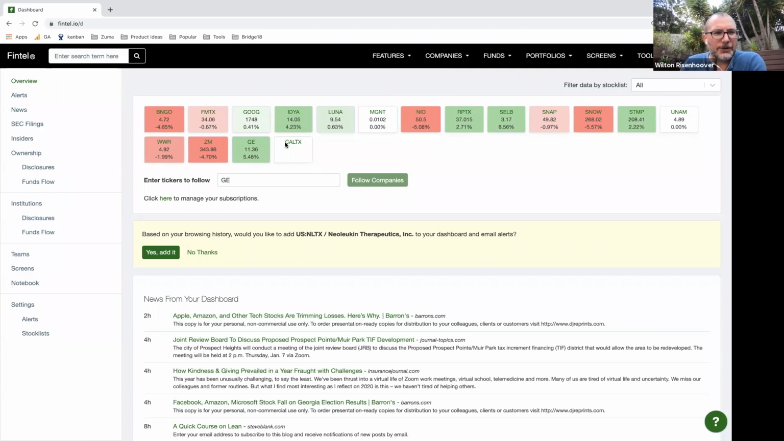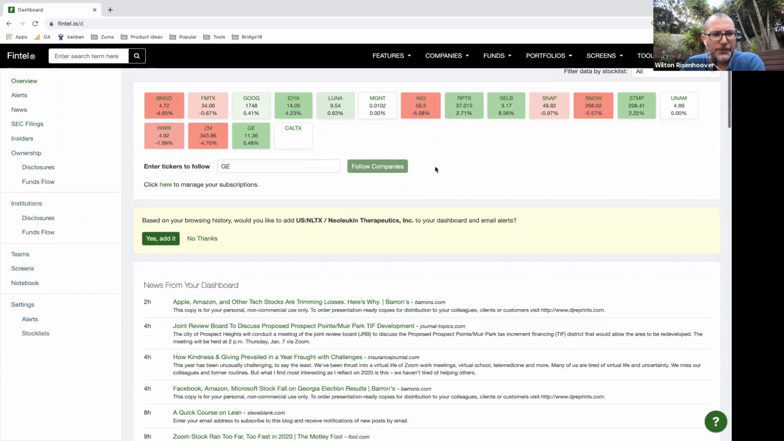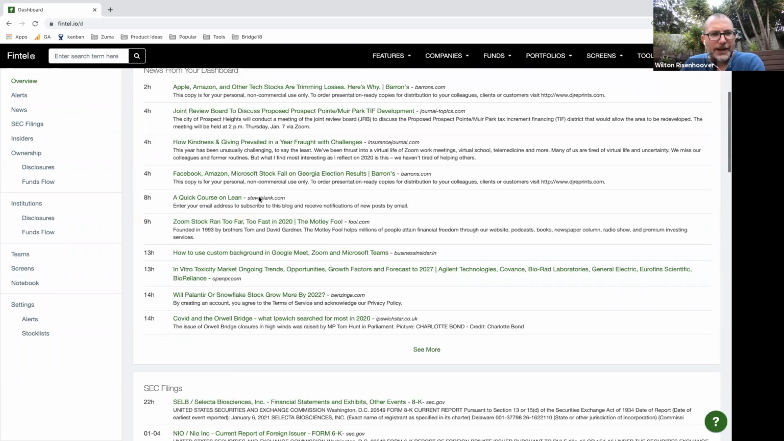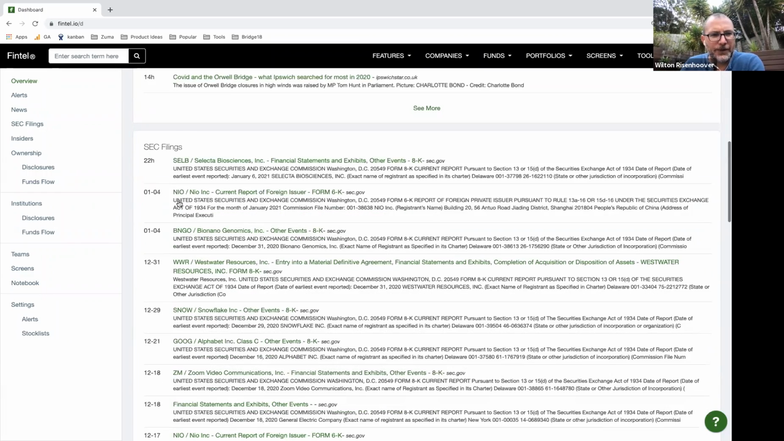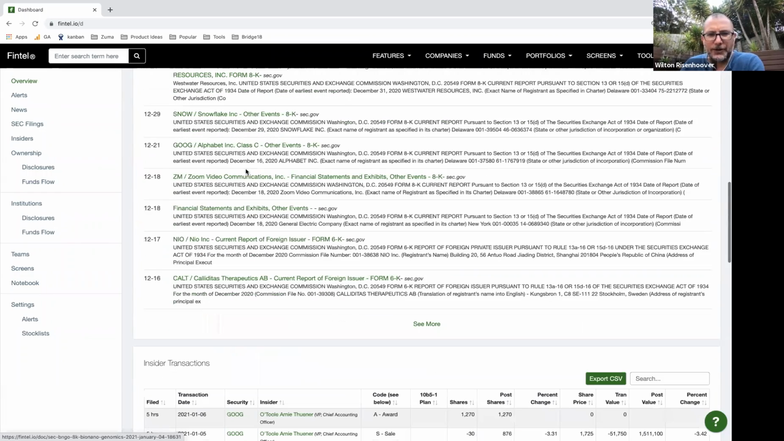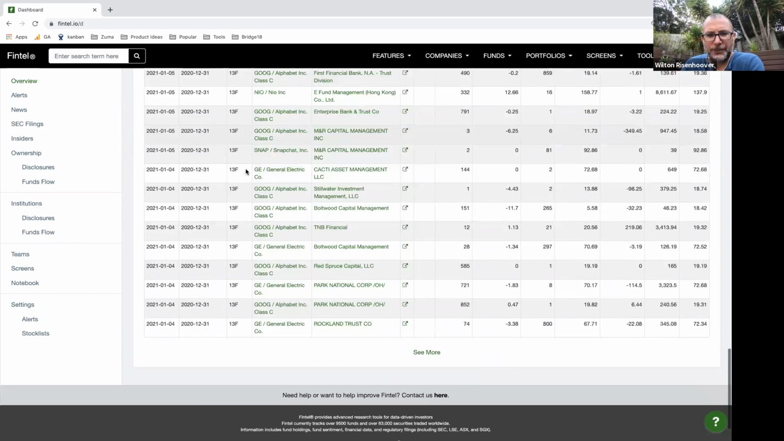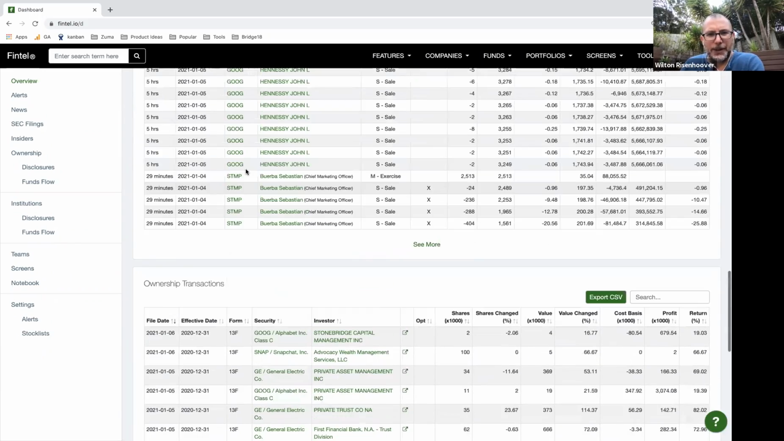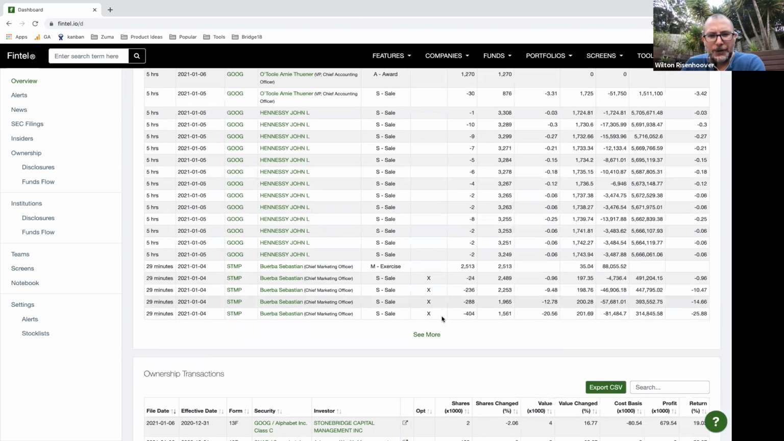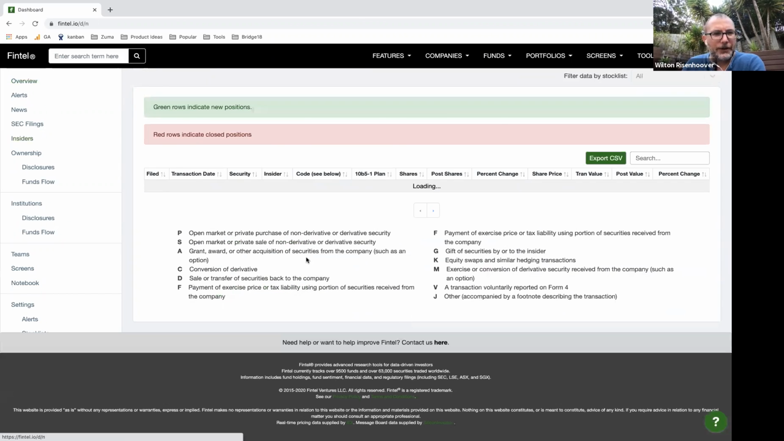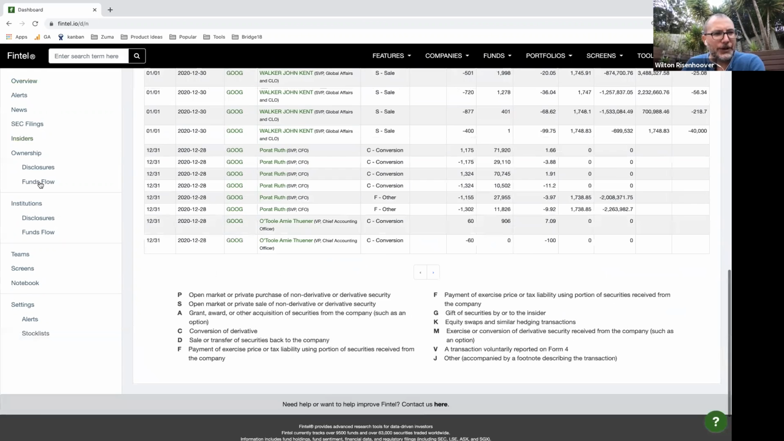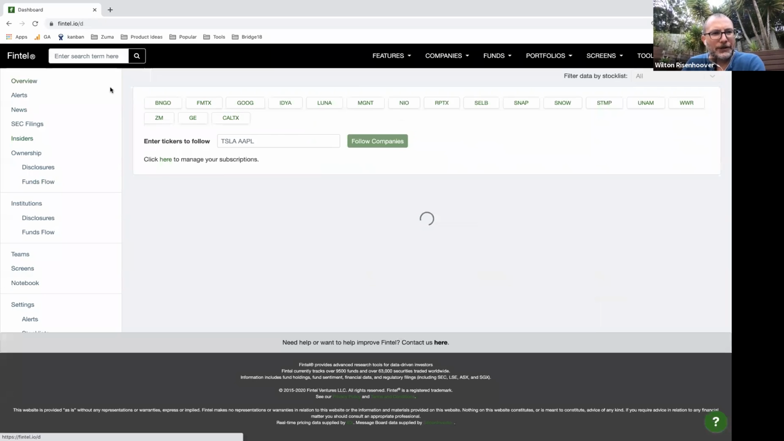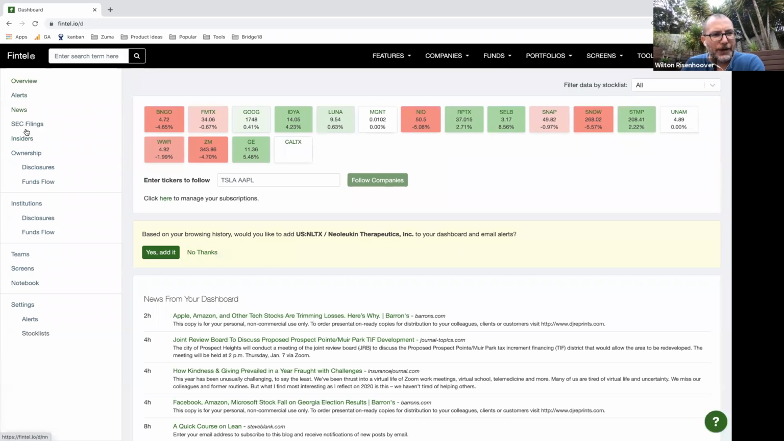But basically, this is your dashboard, and it allows you to kind of follow a bunch of companies and follow interesting stuff about your companies in a fairly easy manner. So we've got news here, we've got SEC filings here, we've got insider transactions down here, and then at the very bottom we have ownership transactions. Each of these is just kind of like a little bite-sized view. If you want to click to see more, you're going to click on that, and it'll take you over to the actual insiders page. So the overview is basically a snapshot of all of the things that you have on the left.